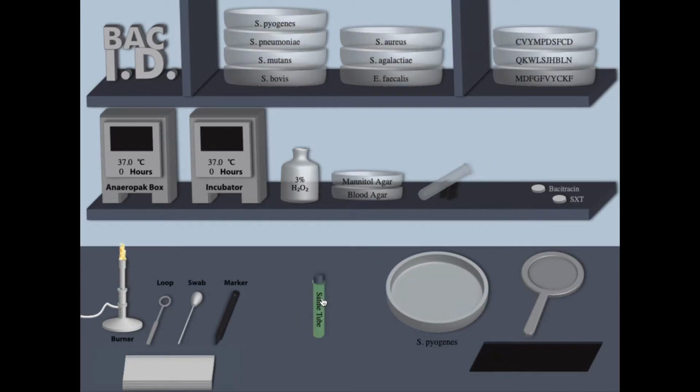Select and move the 0.85% saline solution to the tabletop. Sterilize the loop by selecting and moving the inoculating loop to the burner flame. Move the loop to the plate on the tabletop containing the bacteria, and after collection, move the loop to the 0.85% saline test tube on the tabletop. Select and move to the tabletop the blood agar plate.